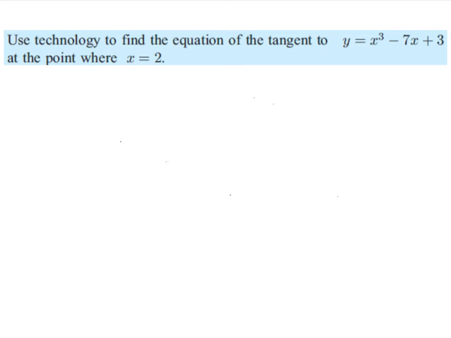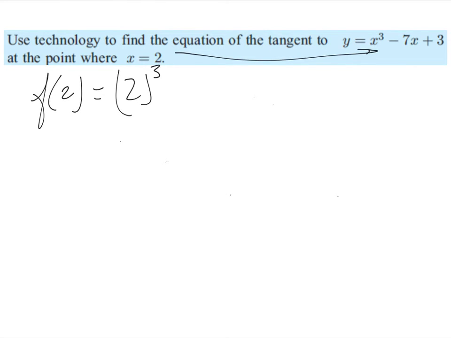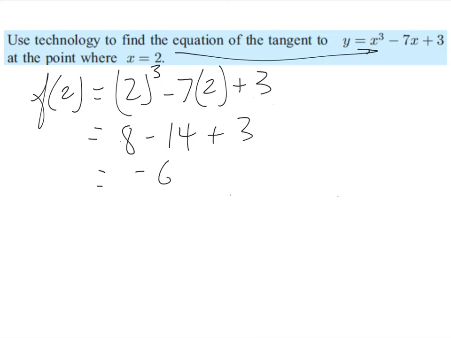All right, so the first thing we have to do is find where x equals 2. We plug it into here, so we have f of 2 is equal to 2 cubed minus 7 times 2 plus 3. So we get 8 minus 14 plus 3. So we get negative 6 plus 3, which is negative 3. So our y value of that point is negative 3. So the point is 2 comma negative 3.